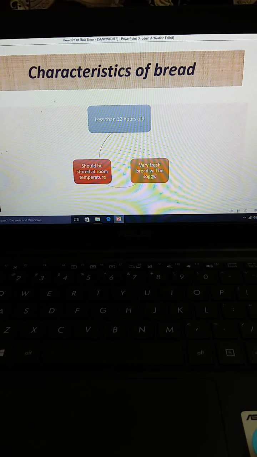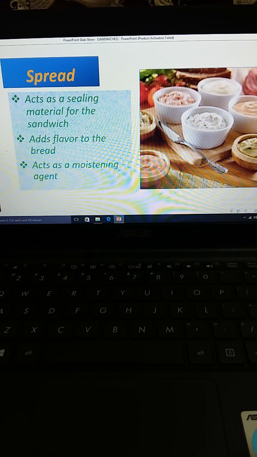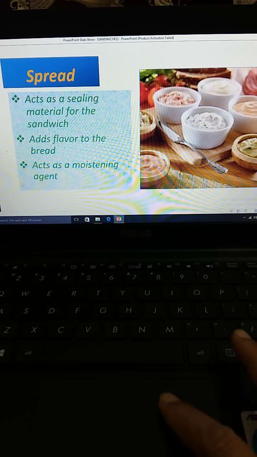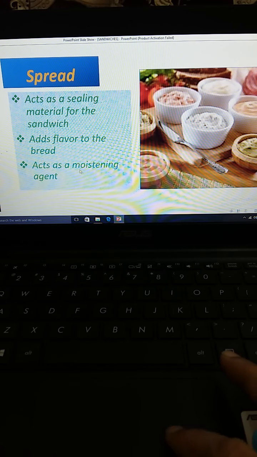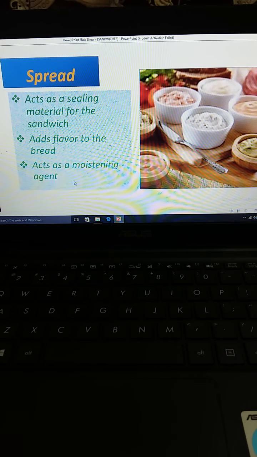Now, next part of the sandwich is spread. The spread is a very important part of the sandwich. It acts as a sealing material for the sandwich. It adds flavor to the bread and it also acts as a moistening agent. Some of the essentials of spread.